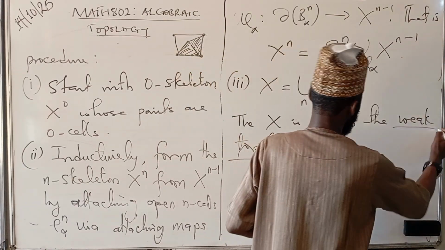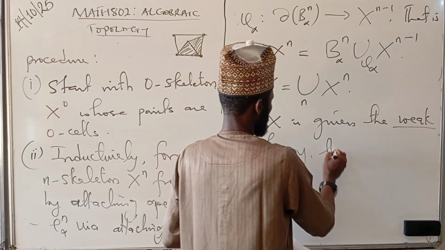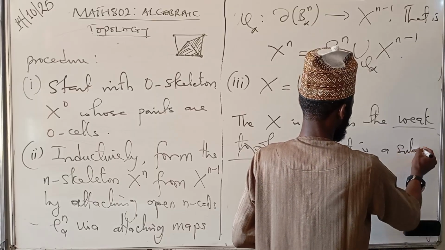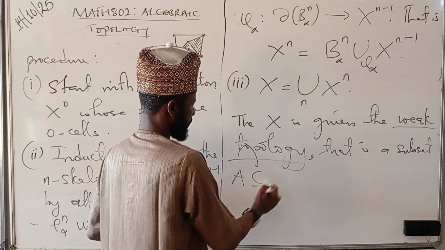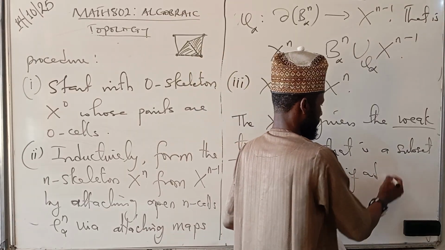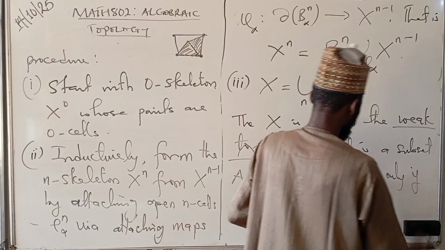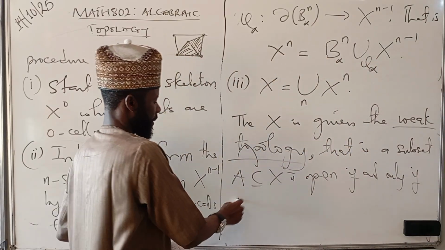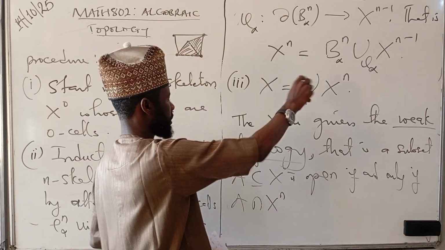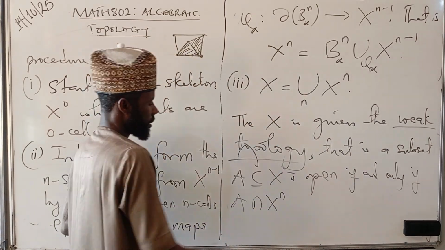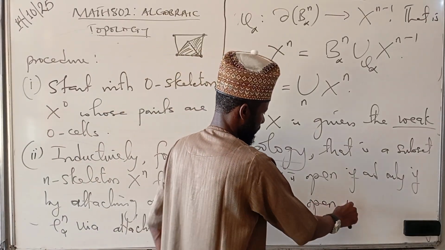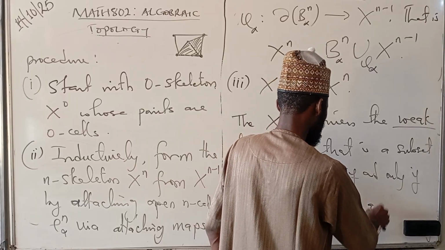Weak topology in the sense that a subset A of X is open if and only if its intersection with Xn, at any stage, the intersection with any n skeleton, is open for all n.